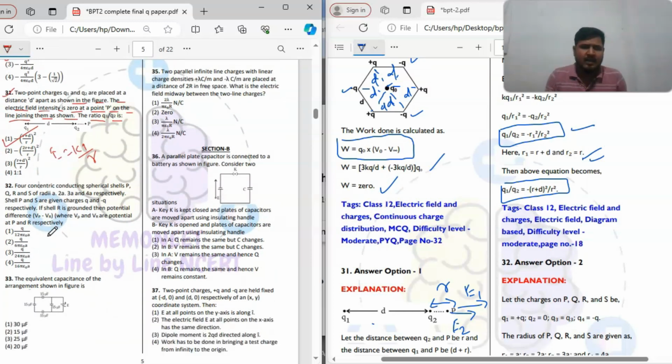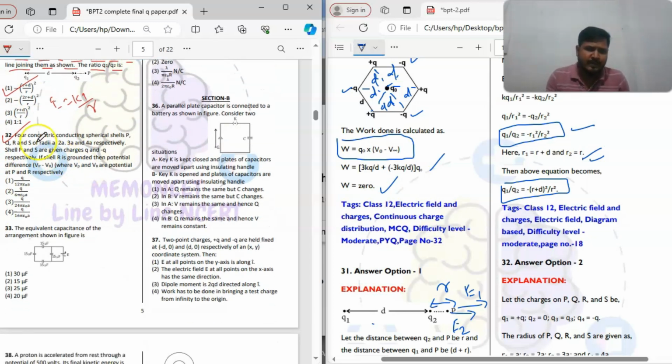Now come to our next question, that is question number 32. What is the question? Four concentric conducting spherical shells P, Q, R and S of radii A, 2A, 3A and 4A respectively. Shells P and S are given charge Q and minus Q respectively. If shell R is grounded, then find the potential difference Vp minus Vr, where Vp and Vr are potentials at P and R respectively. So what is the situation given here? The situation is something like that.